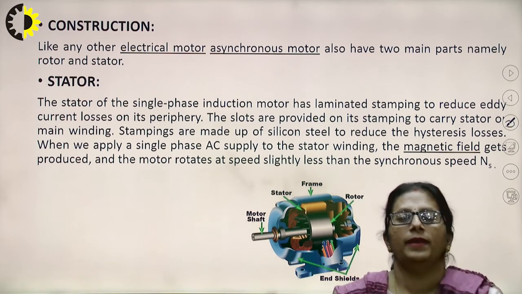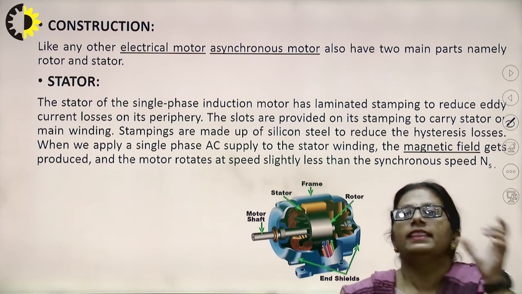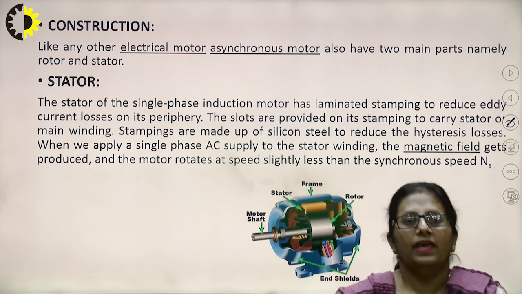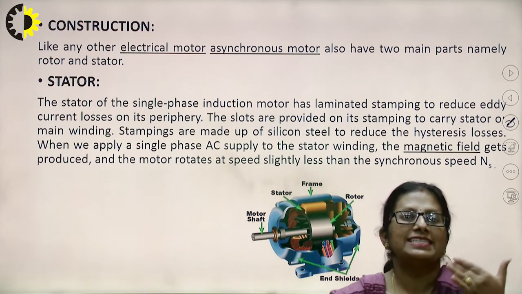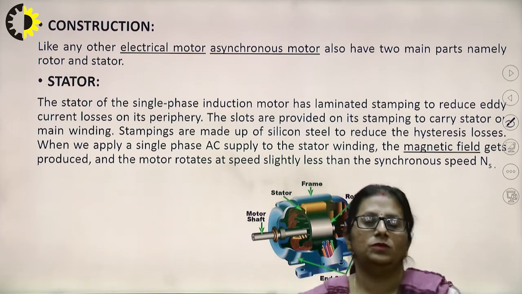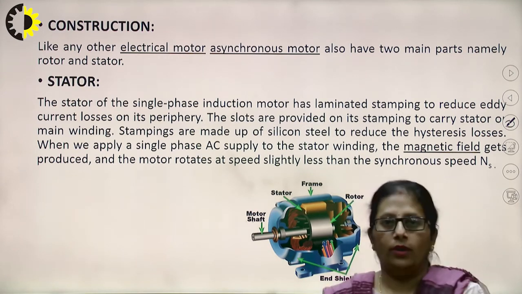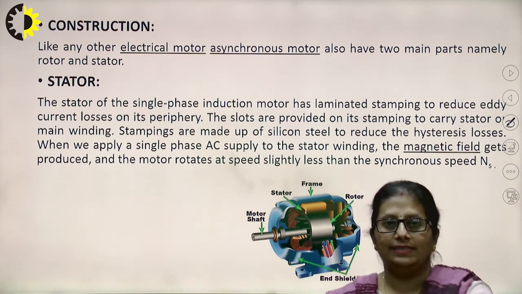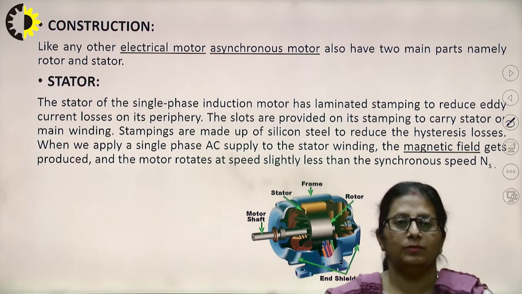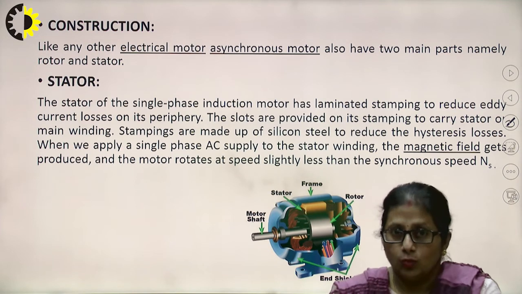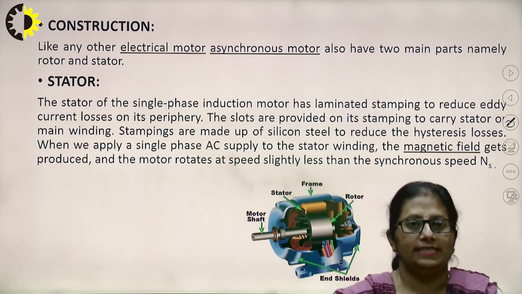We are going to supply a single-phase AC supply. When the magnetic field gets produced, the motor rotates at a speed slightly lesser than the synchronous speed, which we call NS, right. Just to go on with the working, I may say this, but in the later cases, we'll be seeing whether this single-phase induction motor starts so easily. We'll be seeing that, okay.